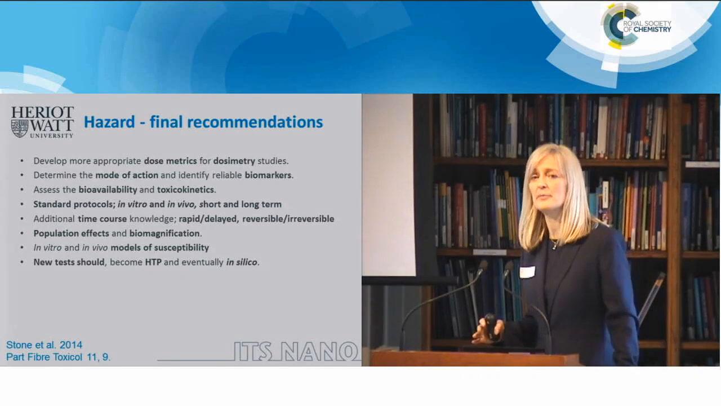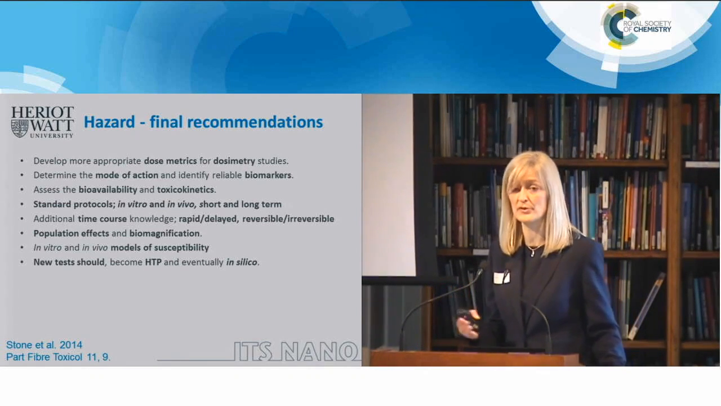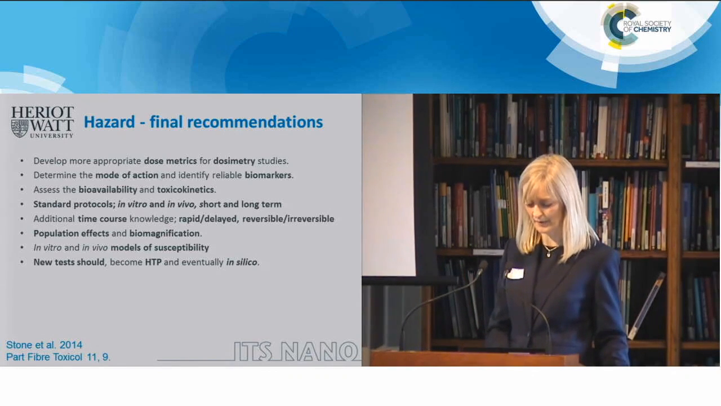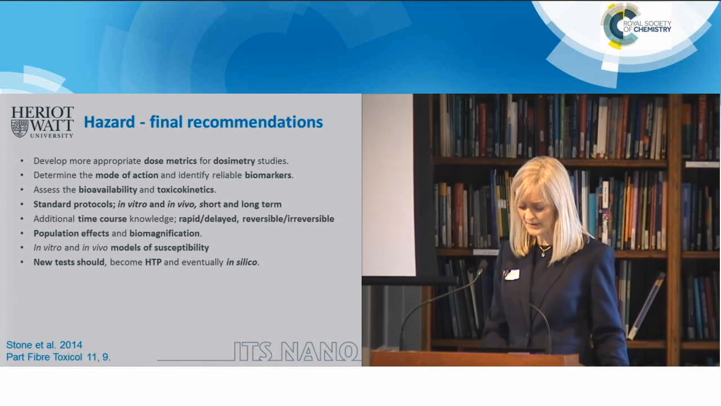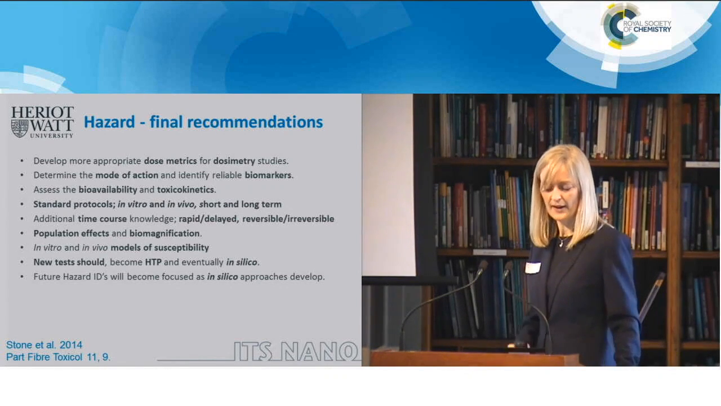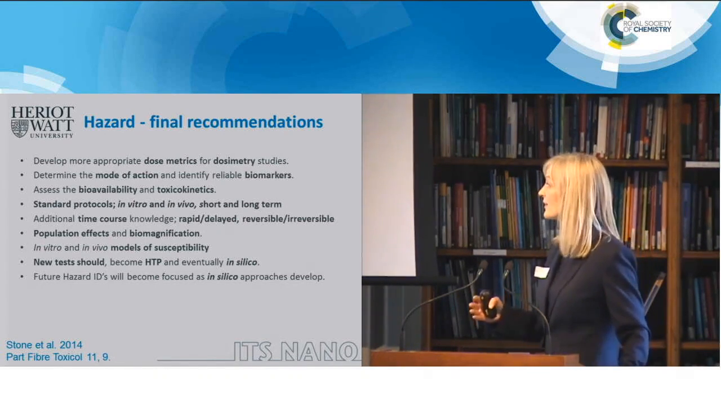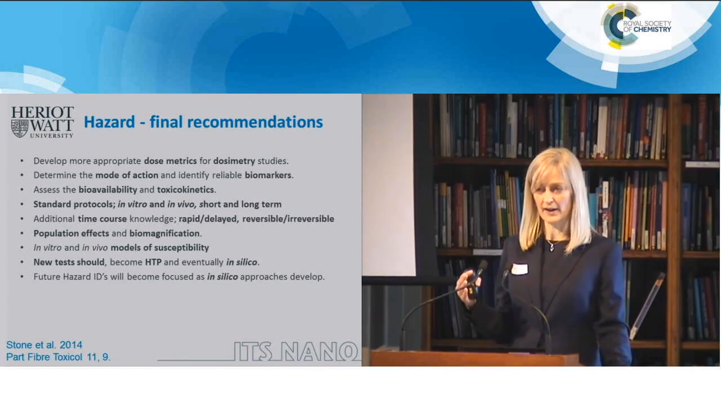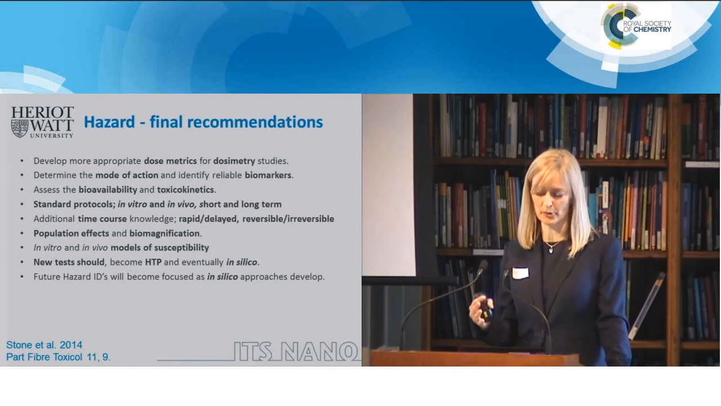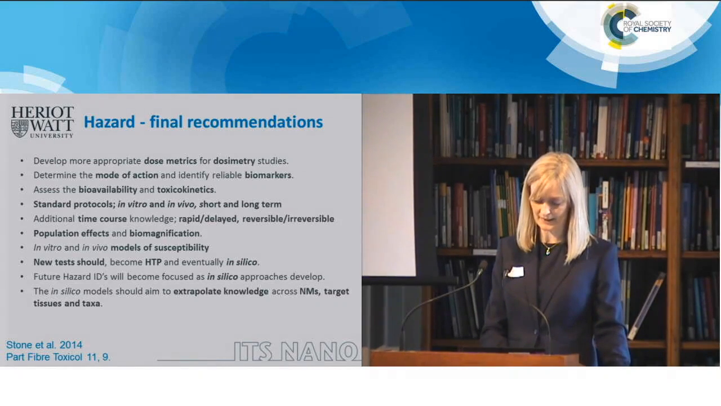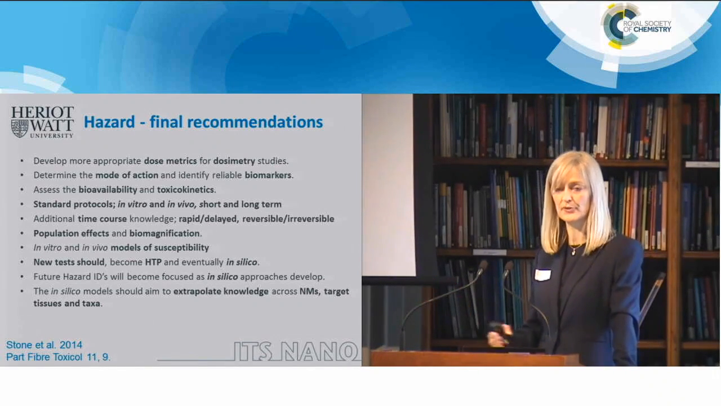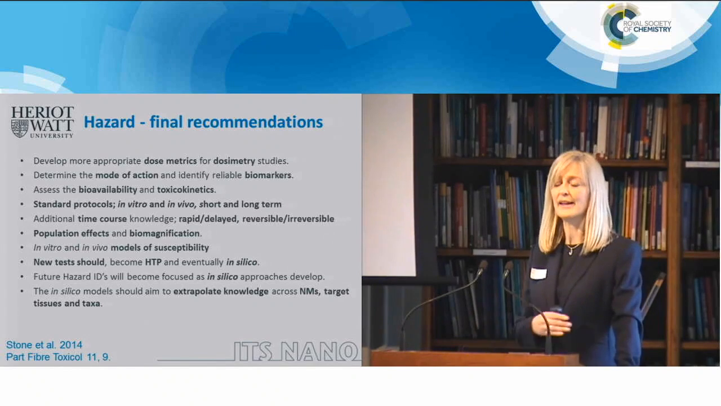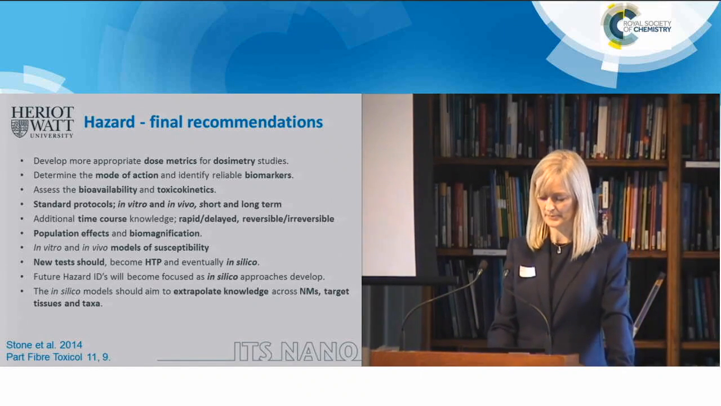Where new tests are developed, they need to be high throughput if possible, so that you can test large numbers of nanomaterials, and eventually using computational or in silico approaches, so that you don't have to do too much expensive laboratory-based testing. And when, in future, we predict that a hazard can be assessed predominantly using these computational approaches rather than by testing. And we need to be able to extrapolate knowledge across different types of nanomaterials, across different types of target tissues, and even across different types of organisms.